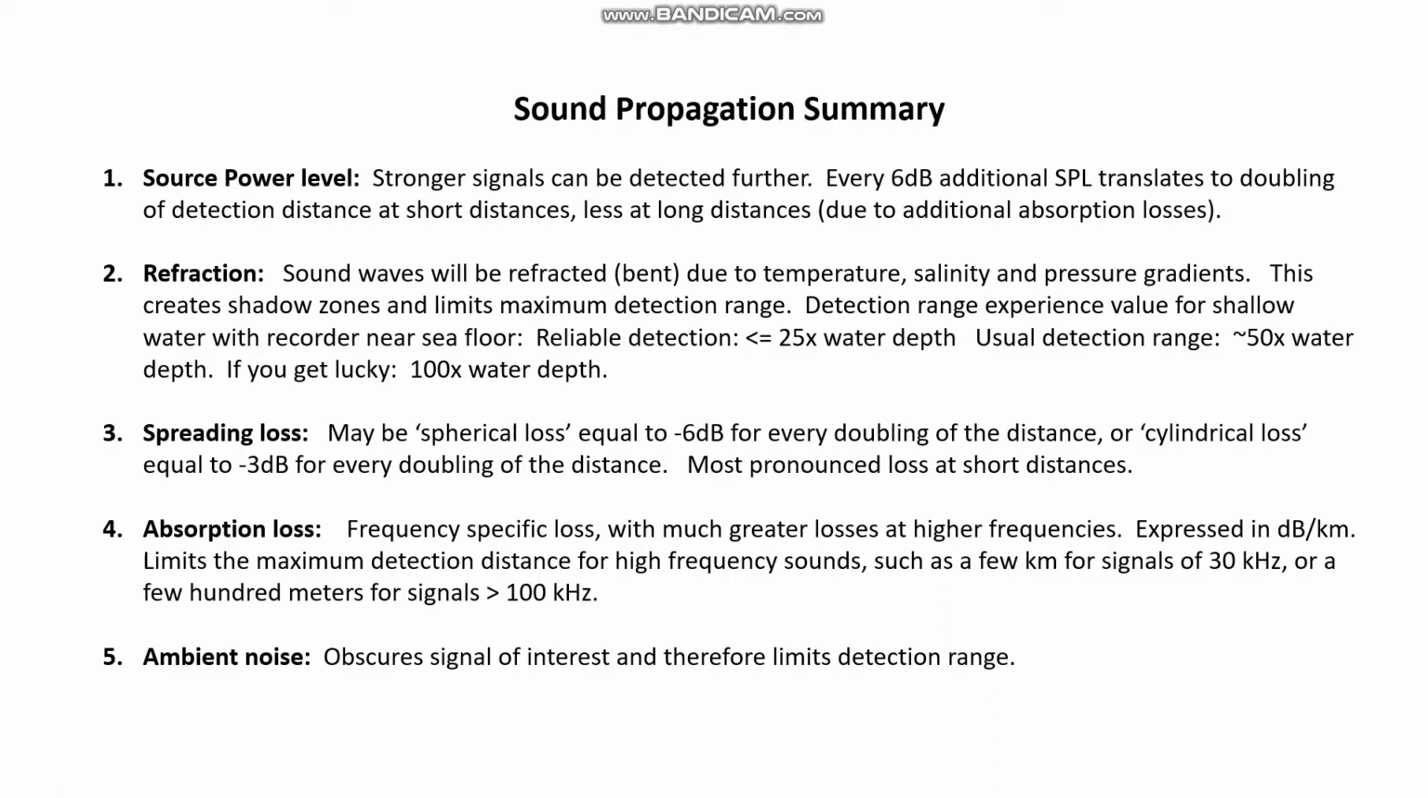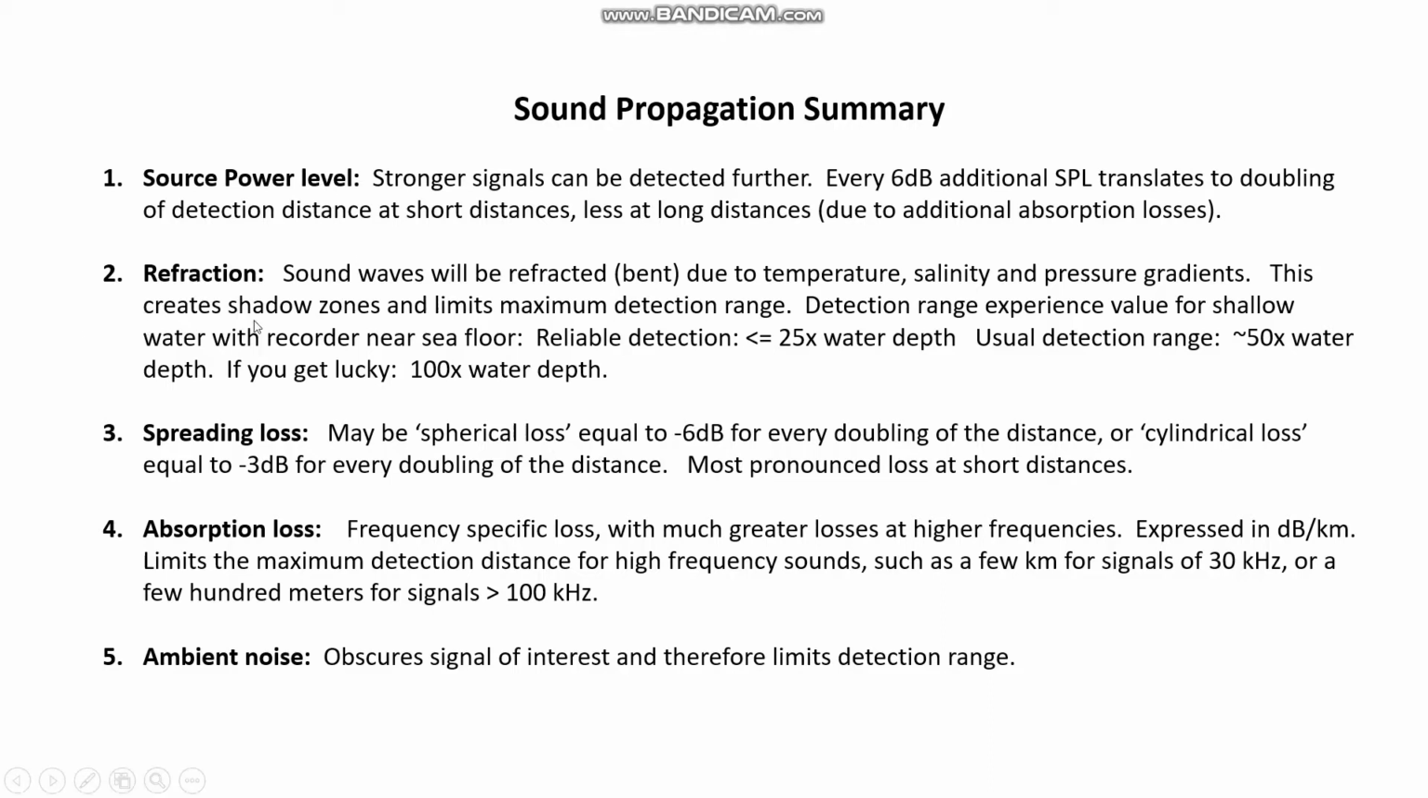Here's a summary of what we have learned so far. As far as detection range, the first factor is source power level. The stronger signal will travel the furthest. Each additional 6 dB of SPL translates to a doubling of detection distance if you're assuming spherical spreading loss, and that's for short distances. Then at long distances, these additional 6 dB will make less of a difference because now you are limited by absorption losses.